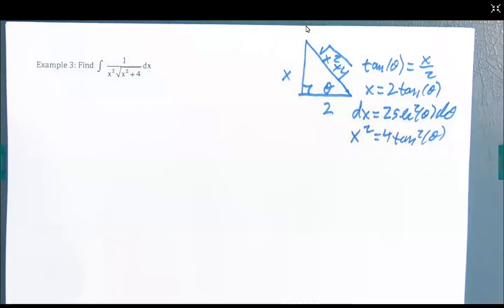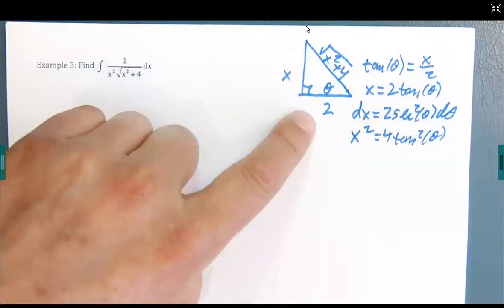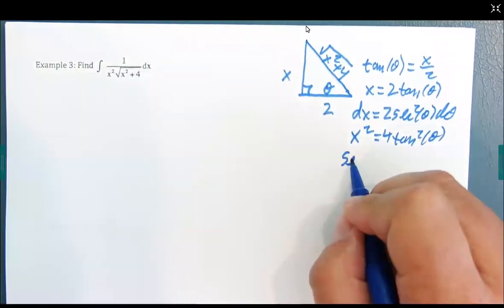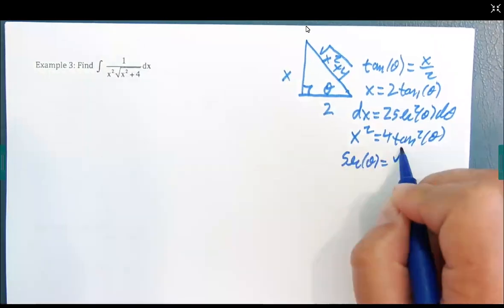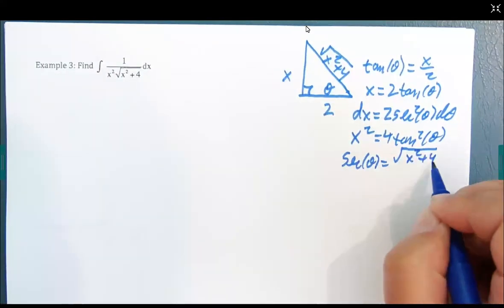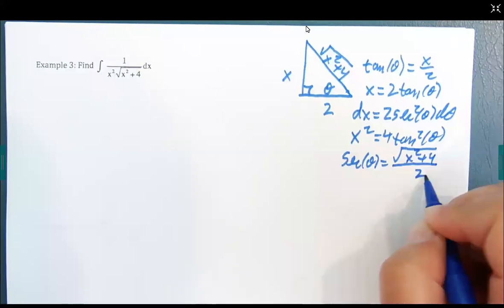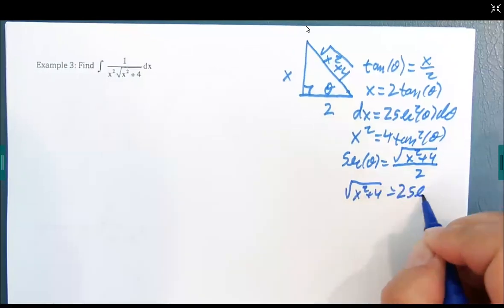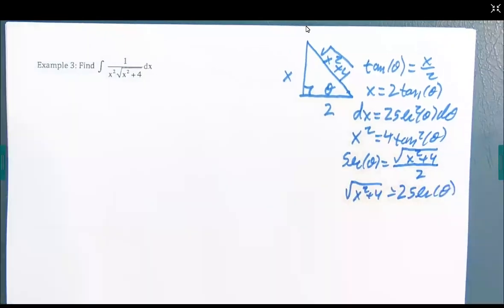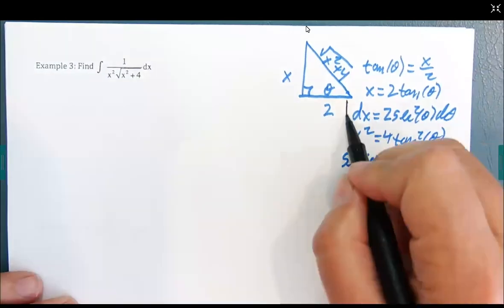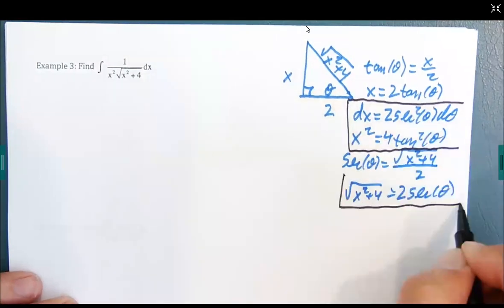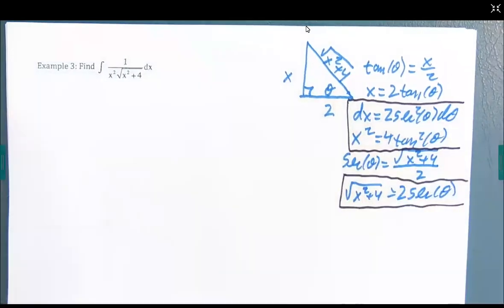And now I need to compare the radical again to the constant. So that's going to be the hypotenuse over the adjacent. That is secant theta. Which means radical x squared plus 4 equals 2 secant theta. So there are my three pieces once again. So these two here, as well as this one, to completely transform my integral into terms of theta.